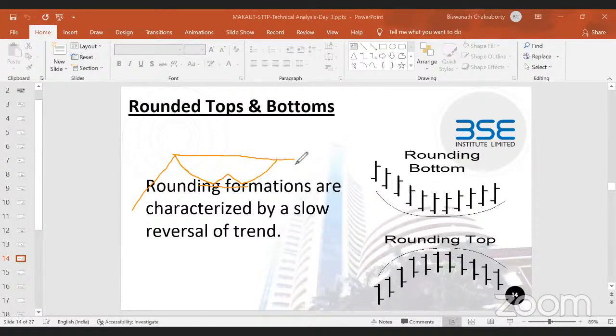If we ever find this kind of rounding bottom in the charts, we have to wait for the breakout. And if the breakout is with a higher volume, definitely what we can anticipate is that the distance in between, this can be my target on the upper side.